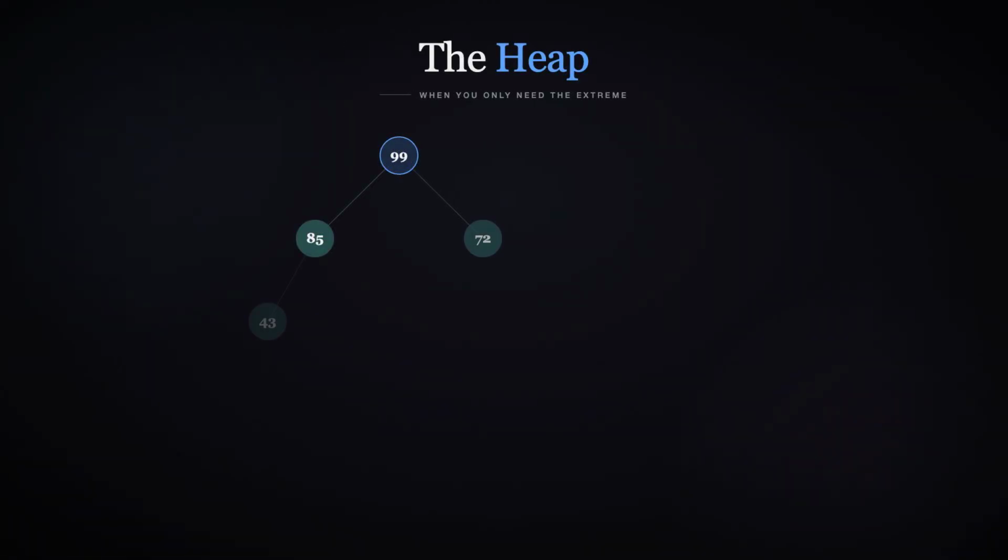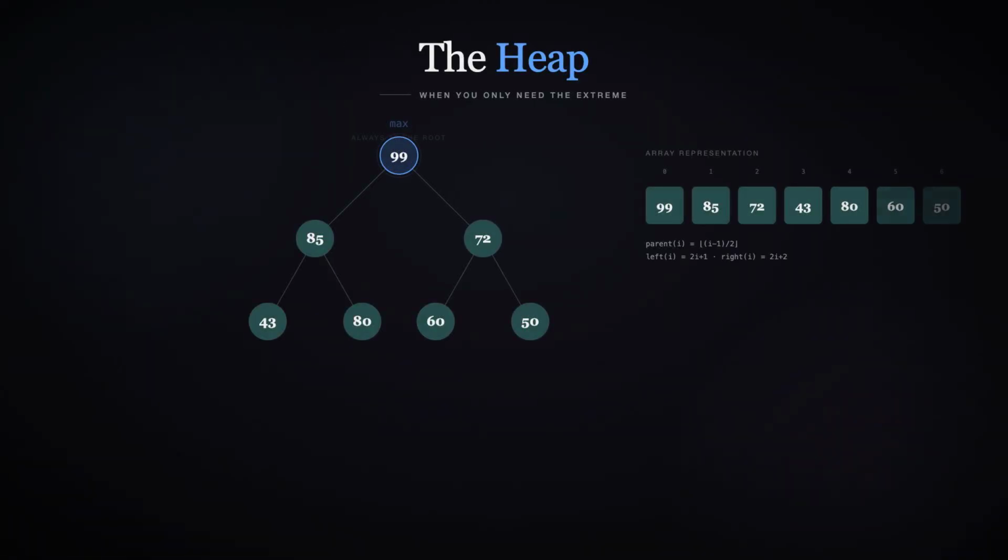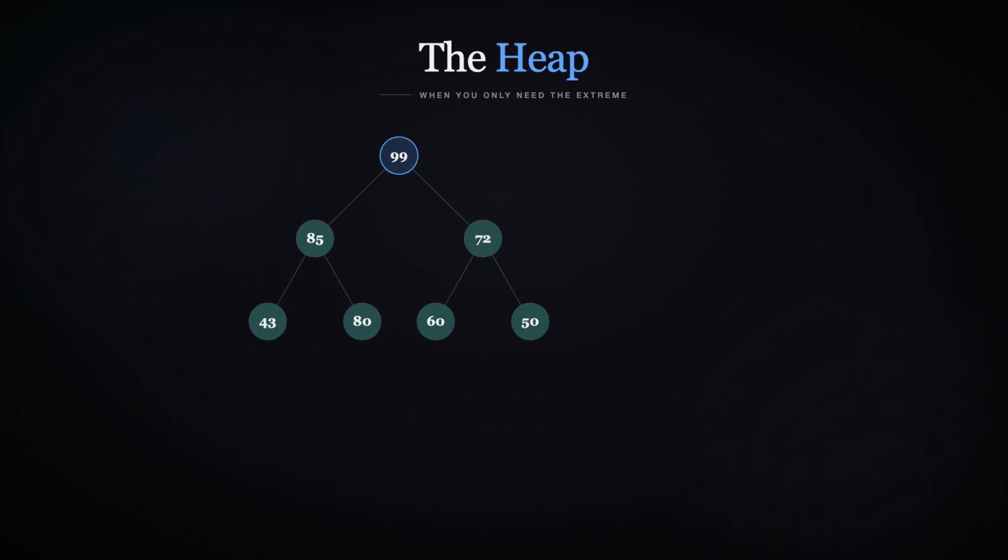Sometimes we don't need full ordering, just the largest or smallest. Enter the heap, a complete binary tree where every parent dominates its children. The maximum or minimum is always at the root. This is how priority queues work, how Dijkstra's algorithm finds shortest paths, and how your operating system schedules tasks.